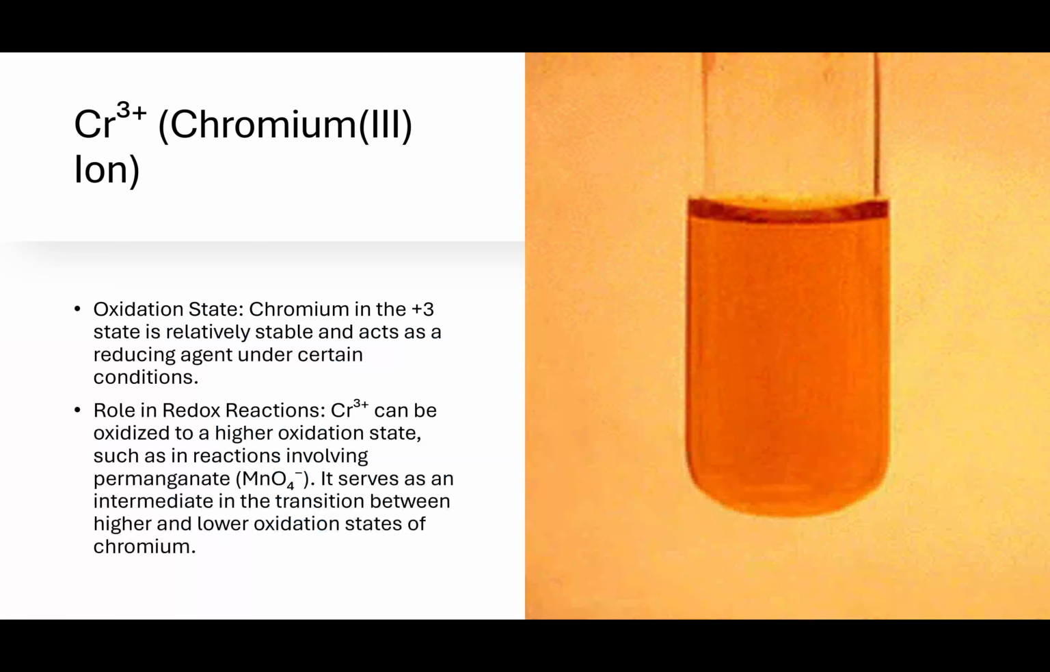So the chromium ion specifically, chromium 3 plus, right? The oxidation state 3 plus is relatively stable and acts as a reducing agent under certain conditions, usually in acidified media, right? So the role in redox reactions: the chromium 3 plus can be oxidized to higher oxidation states in reactions involving the permanganate ions as well. And it serves as an intermediate in the transition between a higher and a lower oxidation state of chromium, right? So usually chromium tends to be a great reducing agent, all right? So it's a good reducing agent generally.